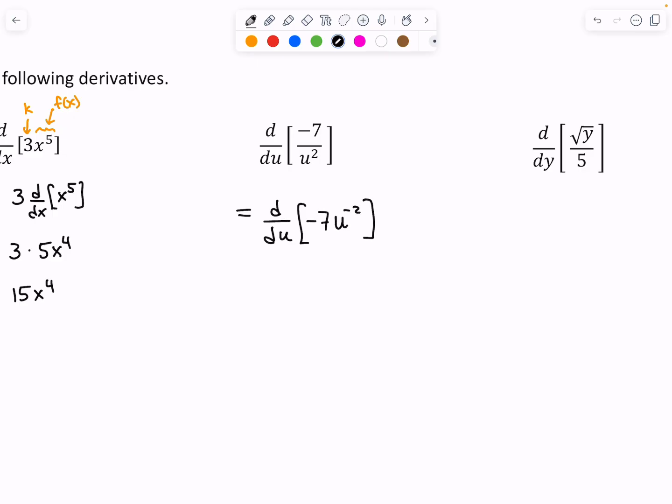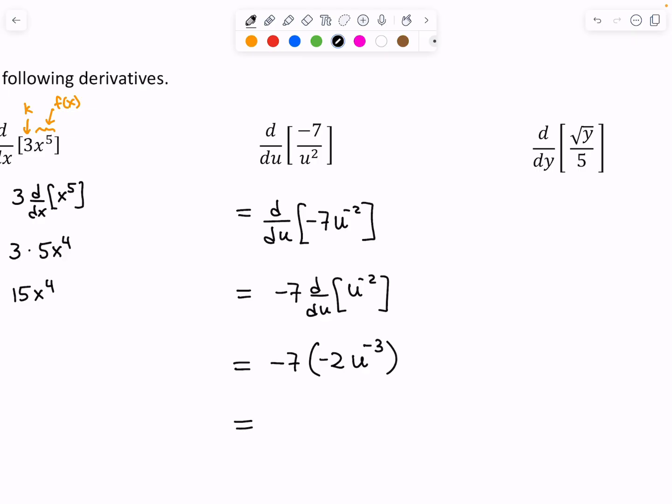This is a constant times a function. So we can begin by ignoring the minus 7 and moving that differential operator to operate on just the u to the minus 2. We're going to use the power rule there. The negative 2 drops down, the u repeats, and then my new power is 1 less than negative 2. Make sure you don't think 2 minus 1 and get 1 and then say negative 1. You want to do negative 2 minus 1, which is negative 3.